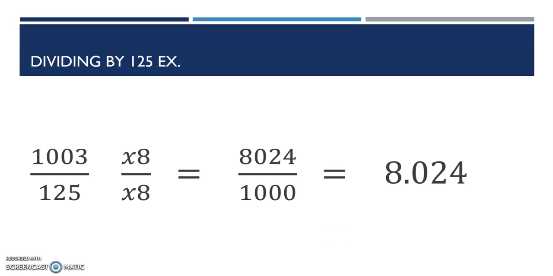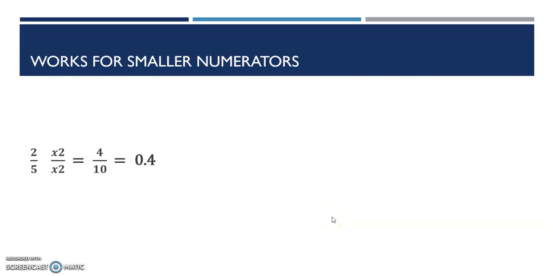You may think this only works when your numerator or your dividend is larger than your denominator or your divisor, but it also works when your numerators are smaller or your dividends are smaller. So here we have the example of 2 over 5, and again this will work just the same. So you'll multiply both your top and bottom by 2, which gives us 4 over 10, and we'll move our decimal place over one spot, and drop the denominator, which gives us 0.4.